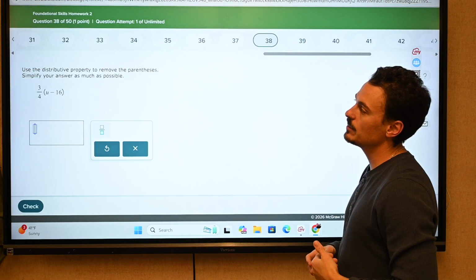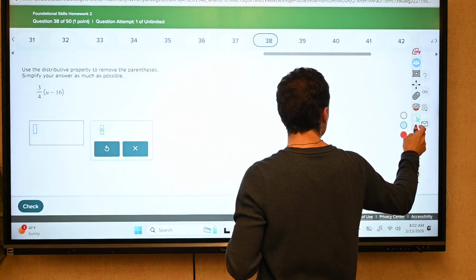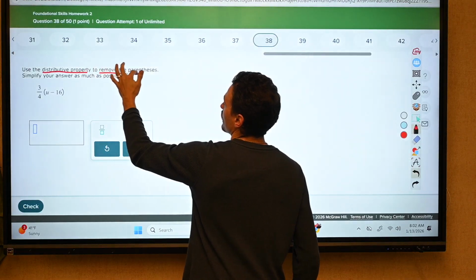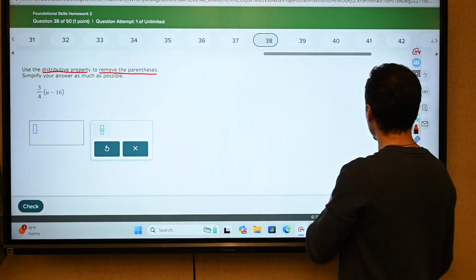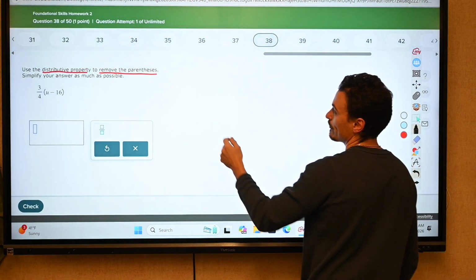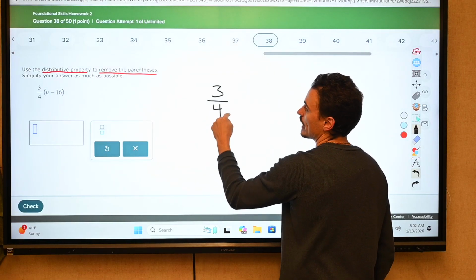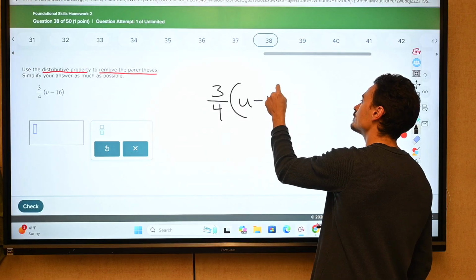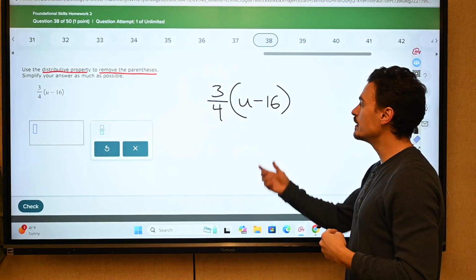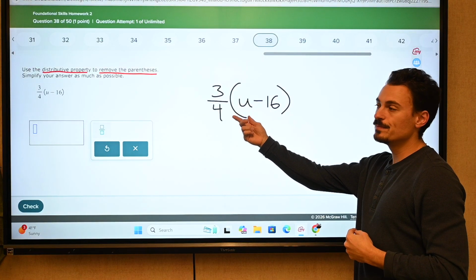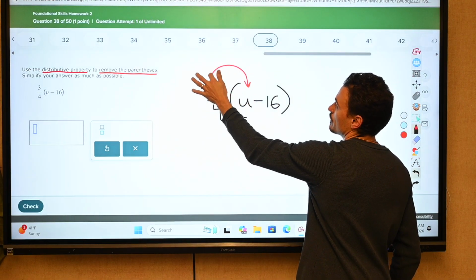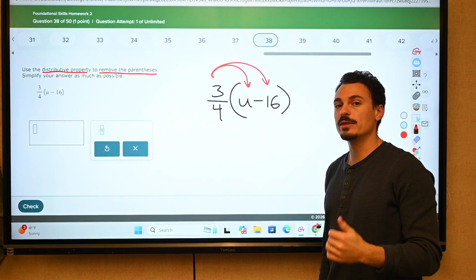Okay, so this is the same thing, all right, same thing. So it wants us to use the distributive property to remove the parentheses, all right? But now we're going to be dealing with fractions. So we have 3/4 as our fraction, and then on the inside, u minus 16. So we have two terms on the inside of the parentheses, u and -16. But here, we're multiplying those terms by 3/4.